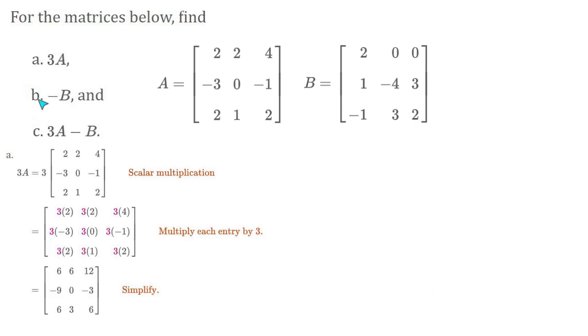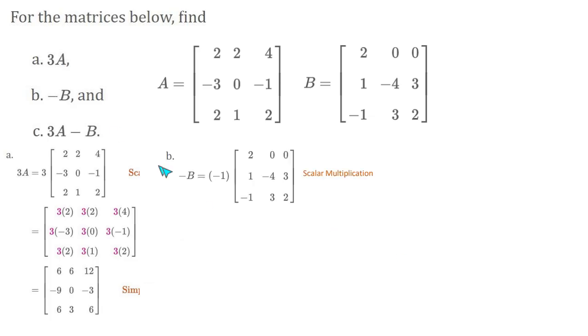Now the second one says to multiply the matrix B by a negative. So negative B is the same as negative 1 times this matrix. So negative 1 is your scalar. Every single element will be multiplied by negative 1. So negative 1 times 2 is negative 2. Negative 1 times 0 is 0, 0, negative 1, positive 4, negative 3, 1, negative 3, and negative 2.